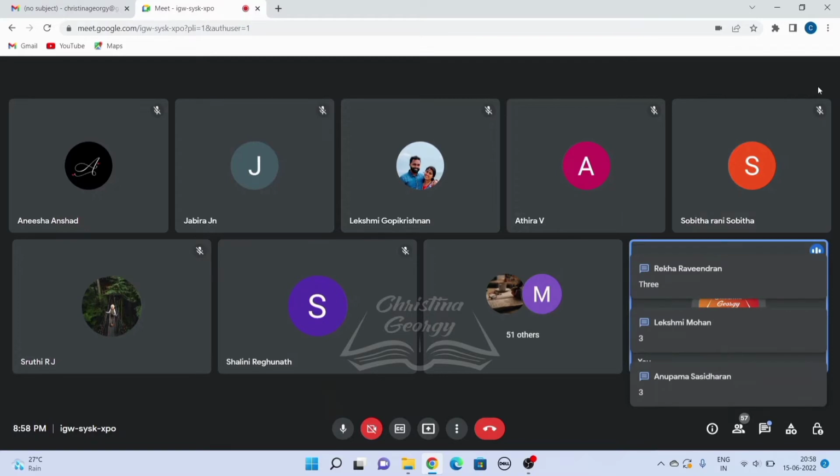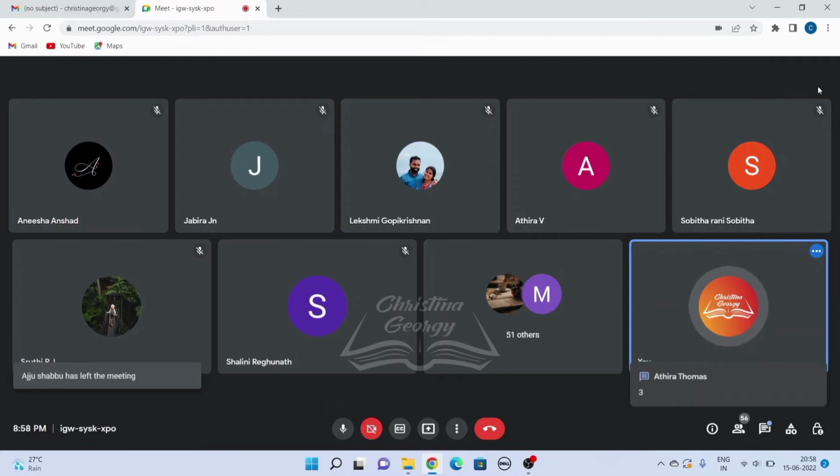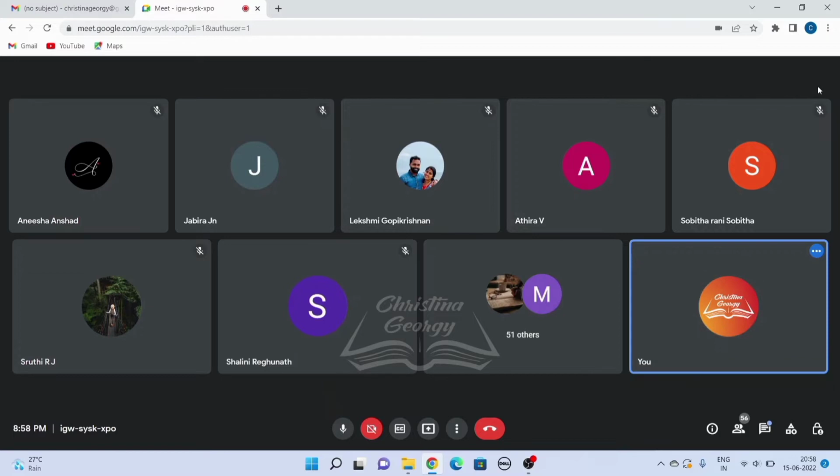Lakshmi, Rekha, Anupama, all of them are saying it's 3. Yes, very much correct. There are 3 styles of sonnets, namely Spenserian, Shakespearean and Petrarchan. In our last class we discussed the essential characteristics of these types as well. The most common is the Petrarchan sonnet. It has an octave, that 8-line octave, and a 6-line sestet. Then in Spenserian there will be 4 quatrains and a couplet.